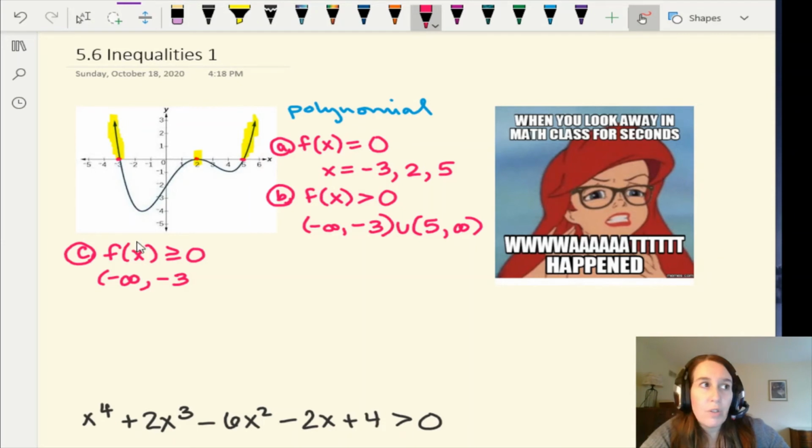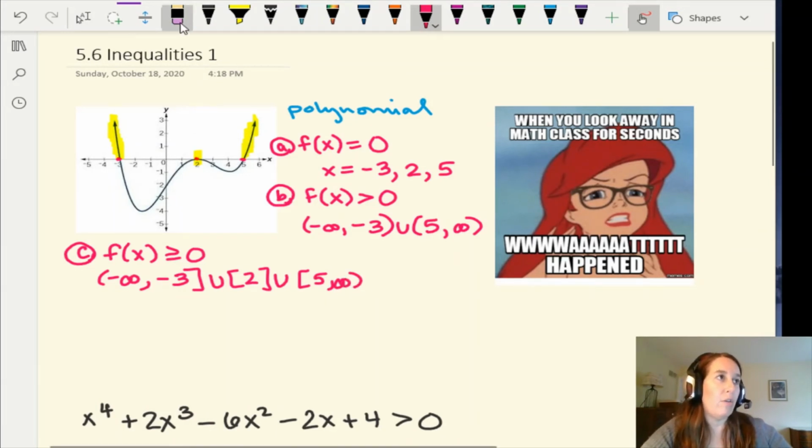Right here we want to use a bracket because we want to include where the function equals 0. And then if we want to include just one number, how we do that in interval notation is bracket to bracket. Okay, so that's just saying we want to include the number 2 but nothing around it. And then we'll union that with 5 to infinity. So that's bracket 5 comma infinity. Okay, so that's where f of x is greater than or equal to 0.